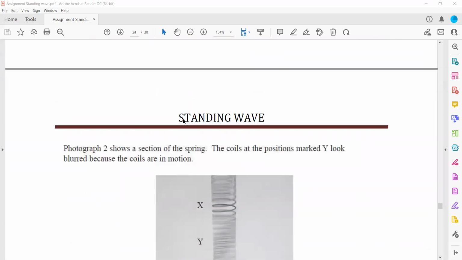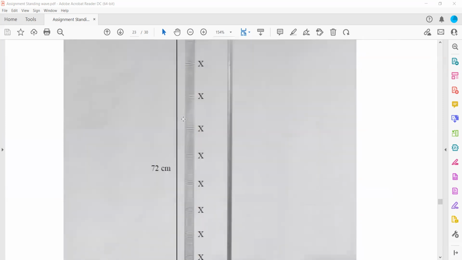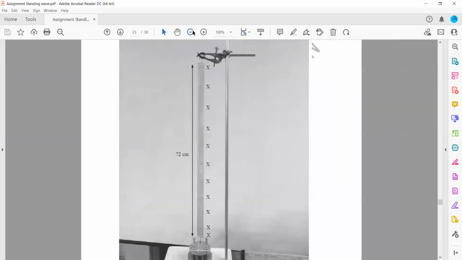So, photograph 1. Look, as they mentioned, this is node, this is node, node, node. And we know the distance between 3 successive nodes is equal to the wavelength, because 2 successive nodes is half a wavelength, 3 successive is 1 wavelength. So this is 1 wavelength, this is the 2nd wavelength, 3rd, 4th, and 5th wavelength. So there are approximately 5 wavelengths.